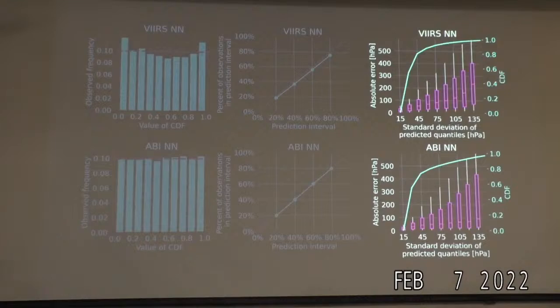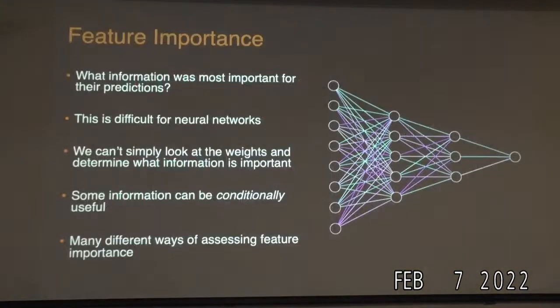I'm not going to talk too much about this last plot here, but it illustrates how as we increase the width of the predicted distribution, the range of errors we typically observe also increases. So that's intuitive. Okay, it seems like our cloud top pressure neural networks are doing fairly well.